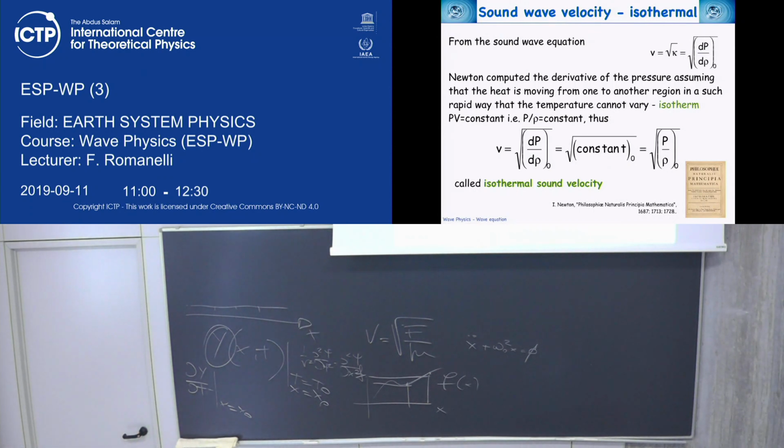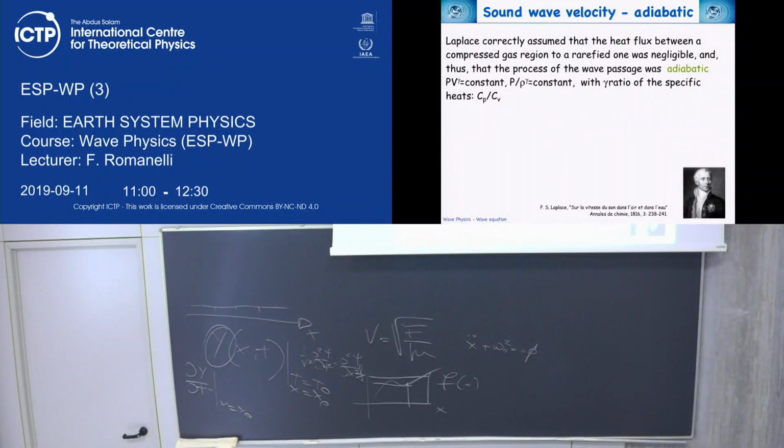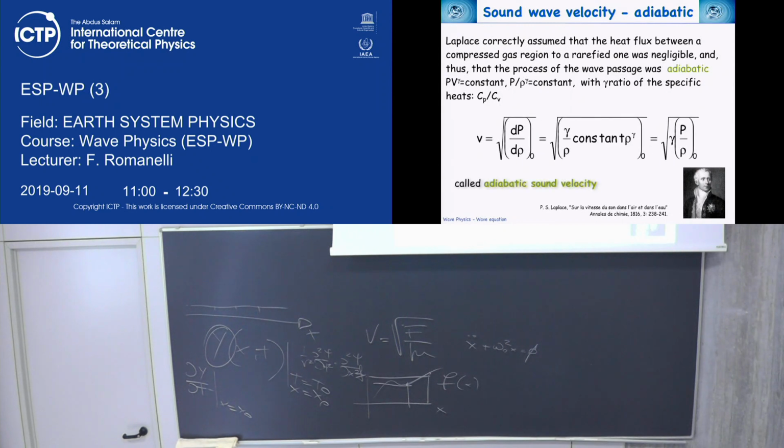Actually, it was wrong. Because the perturbation is traveling so fast in the medium, what it is carrying is actually a change of temperature. What the system has no time to exchange is energy. And so Laplace came just a few years later, and the debate was won by Laplace. He said, wait a second, the process is adiabatic. So P times V to the gamma, where gamma is the ratio between the specific heats, is constant. There is a tiny difference. And the difference is that now you have a gamma.